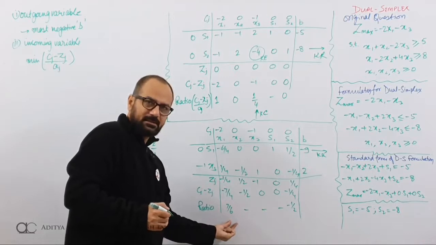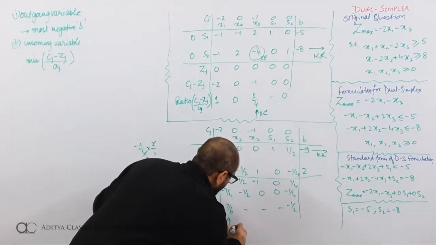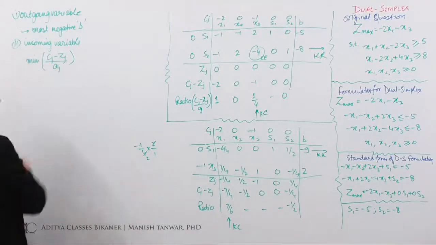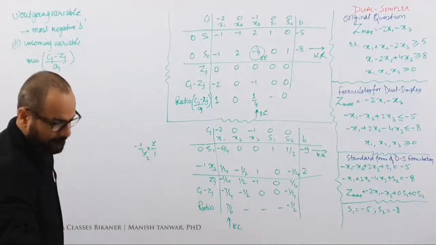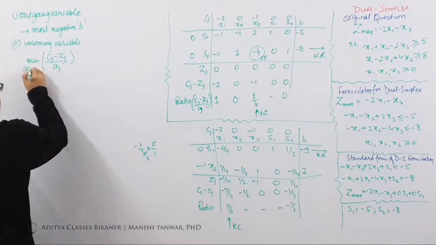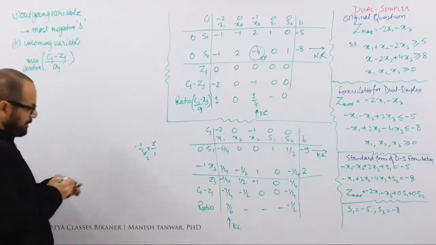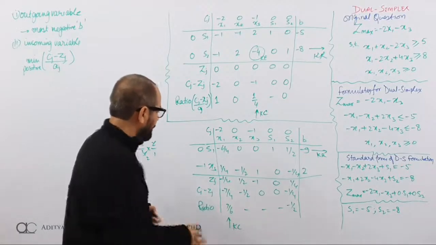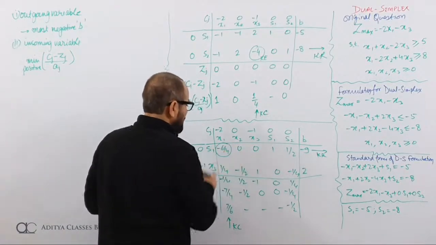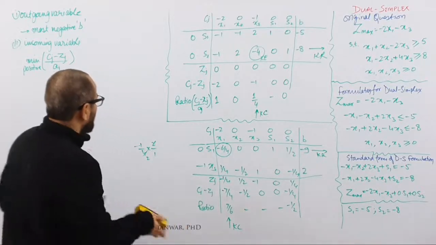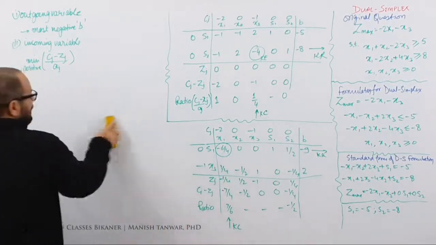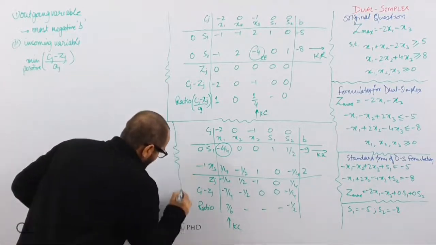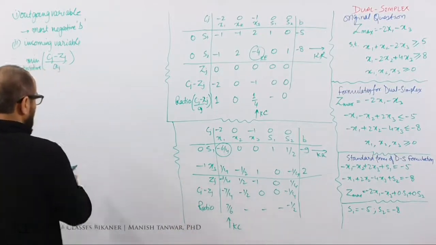This is the selected value. This becomes my key column. Minimum positive. This is my minimum positive. So we have our key column, we have our key row, this becomes our key element. Can we go ahead and prepare our next table and go for further solution? Let us prepare our table over here.